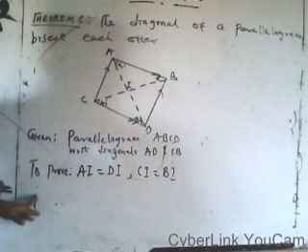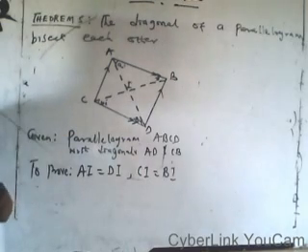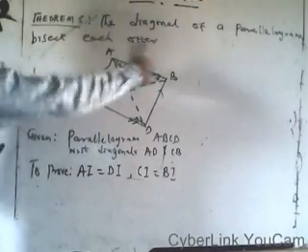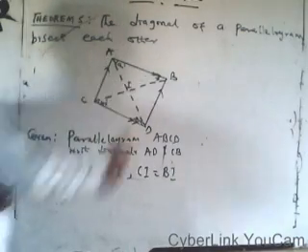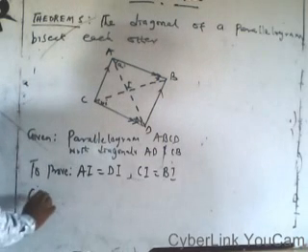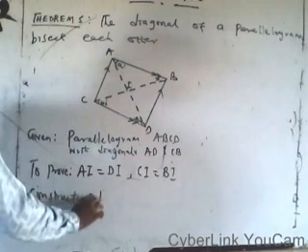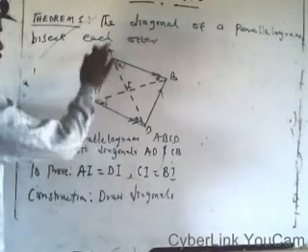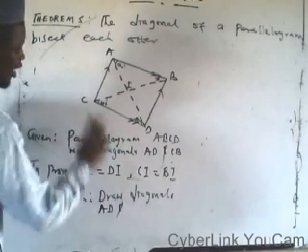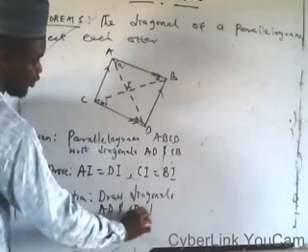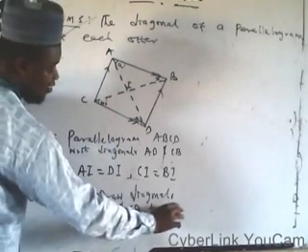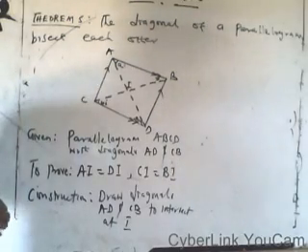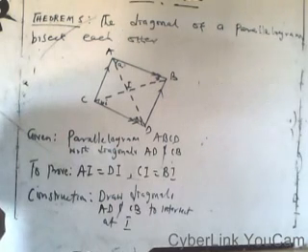Then after the statement of to prove, we are going to make a construction if there is any. So what are we going to construct? We want to draw the two diagonals, and the two diagonals will intersect at I. So construction: draw diagonals AB and CD to intersect at I. That is our construction.